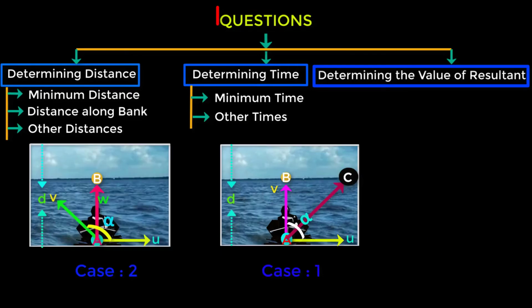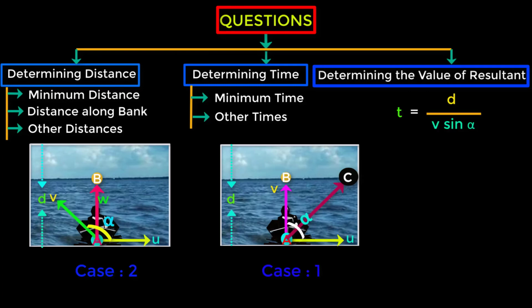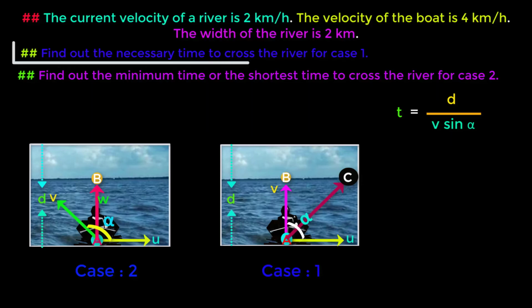This is our answer. Now we will learn which formula we should apply to determine this minimum time and these other times to cross a river. For these two types of problems, we will have to apply only one formula, and that is time t equals distance d over v sin alpha. Do remember, we may not get the value of alpha in the stem. If so, then we will have to determine the value of alpha first, and then we will solve the math with this formula.